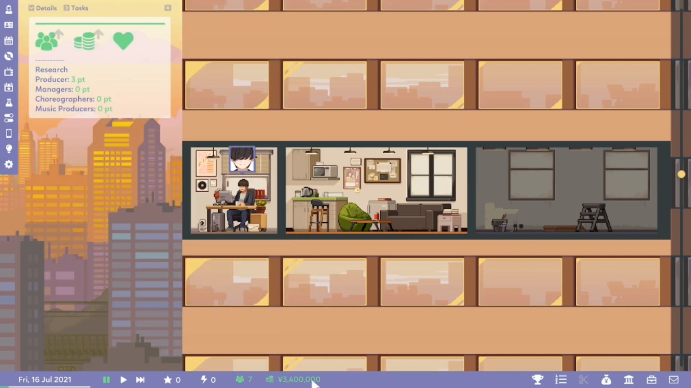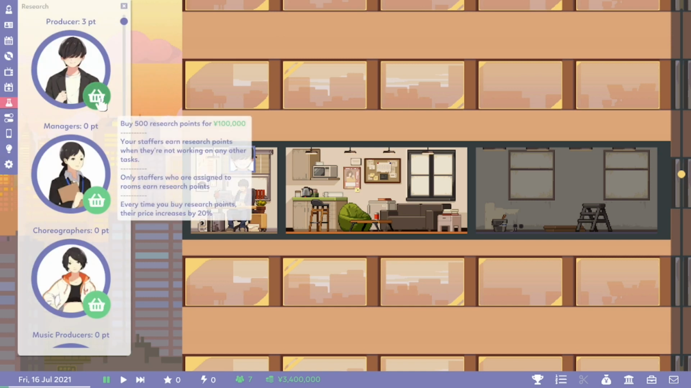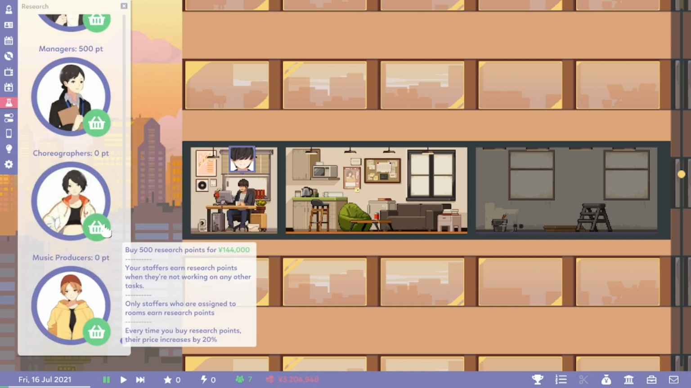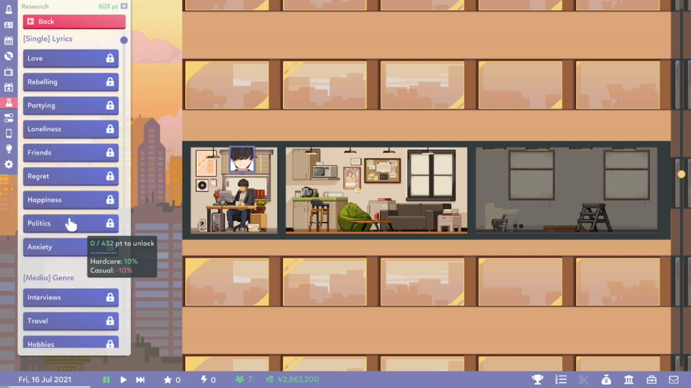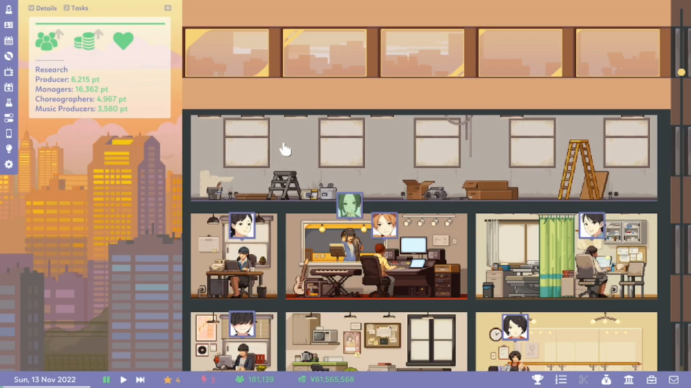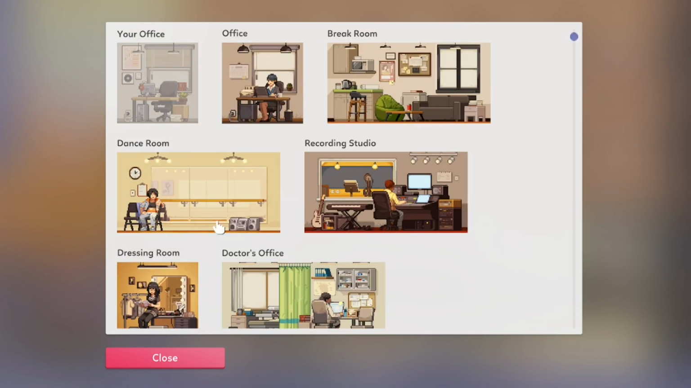Don't forget to buy the research points to unlock the genres and choreography you want, by the way, instead of constructing a recording room or a dance room and hiring staff for researching over time, since those are very huge investments and will only start to pay off once you have a decent number of fans.